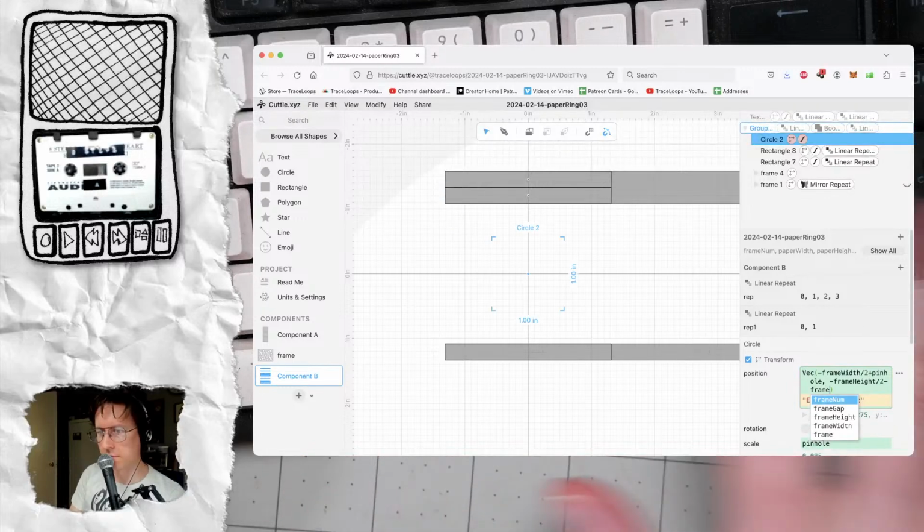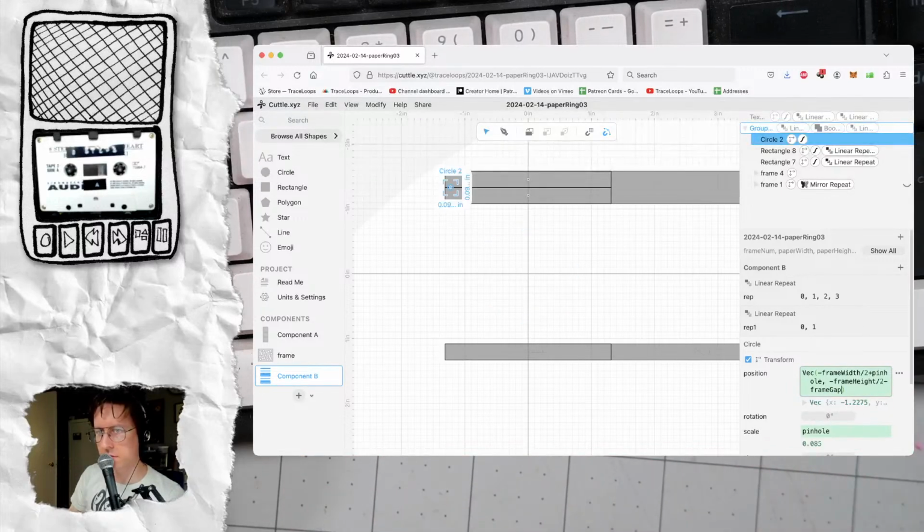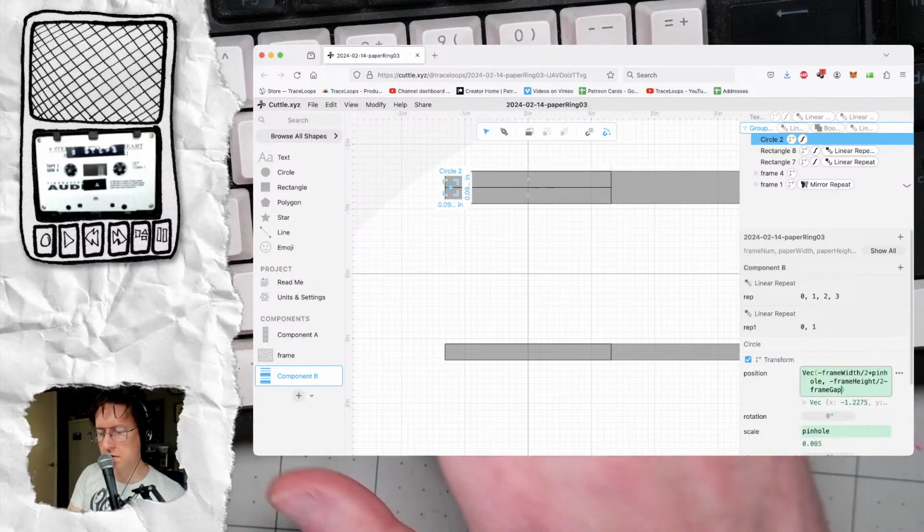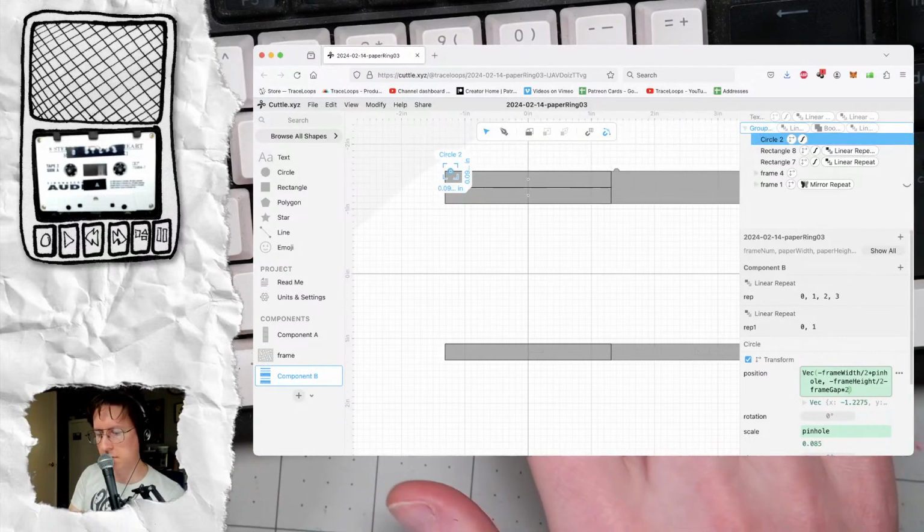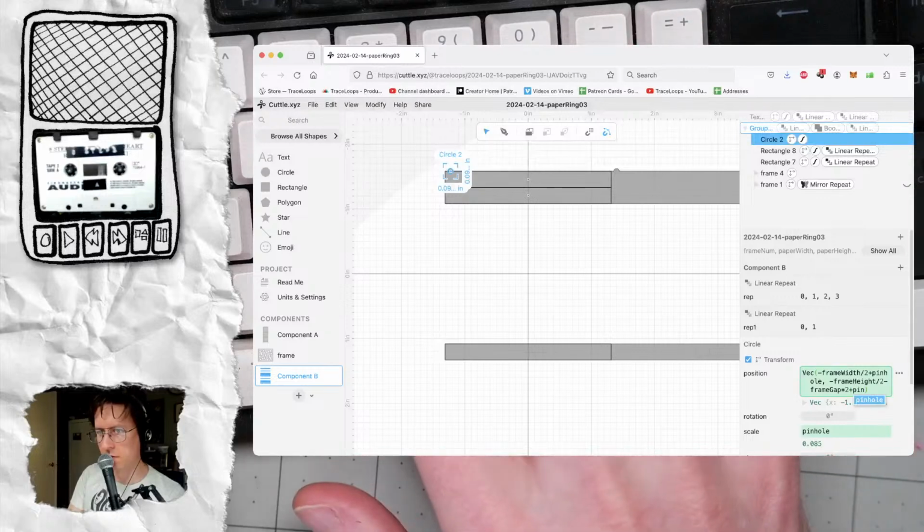Negative frame height divided by 2 minus frame gap times 2 plus pinhole.